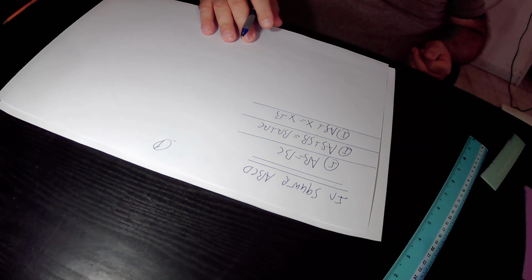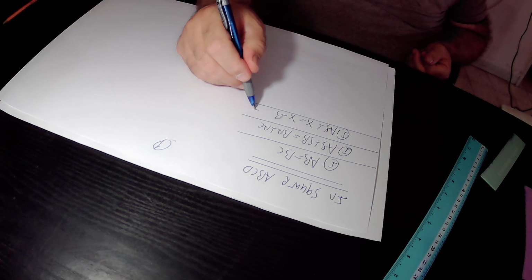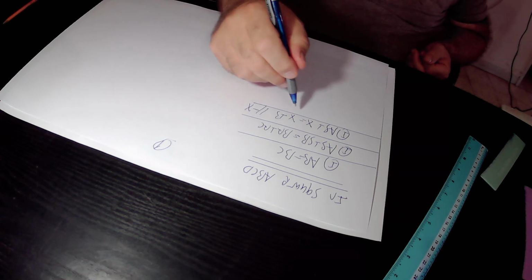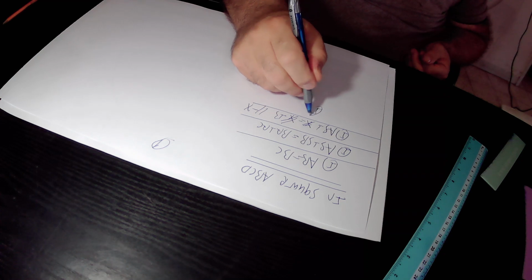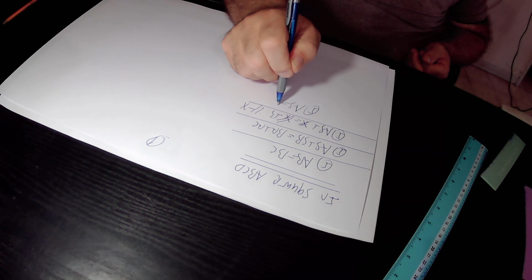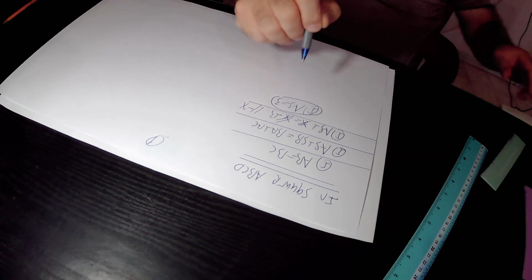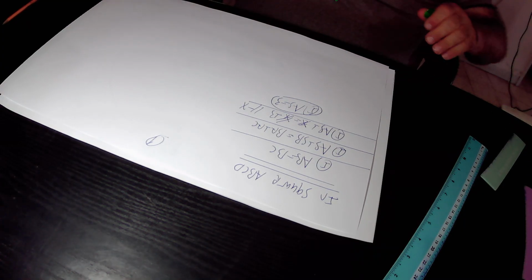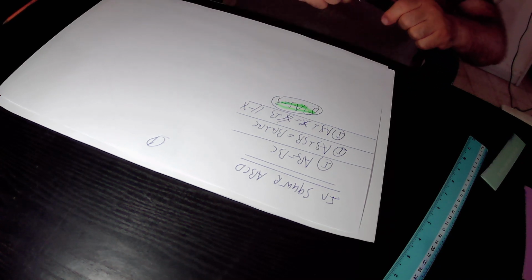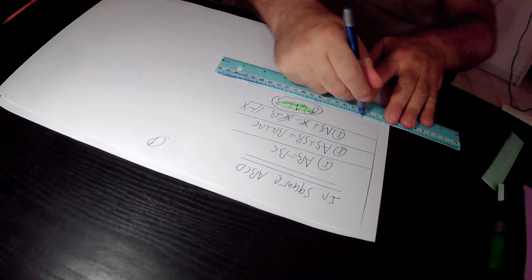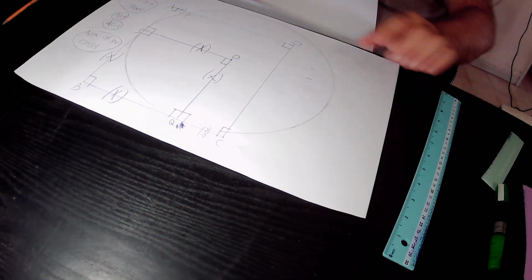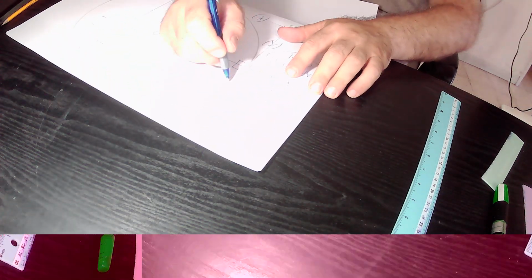X plus 3. Here we subtract X from equation 1, so X gets cancelled. We are left only with AS, which is equal to 3 units in length. So actually, this side AS is equal to 3 units in length.